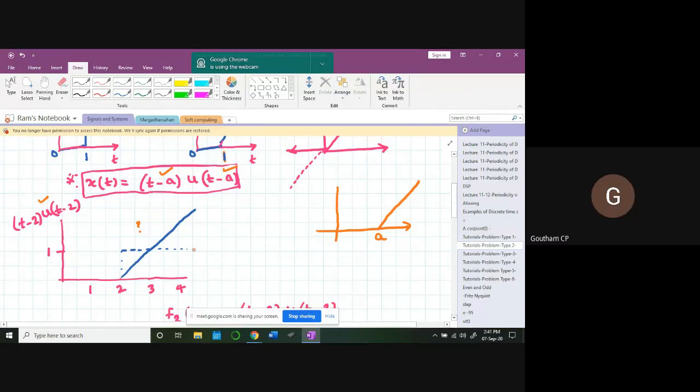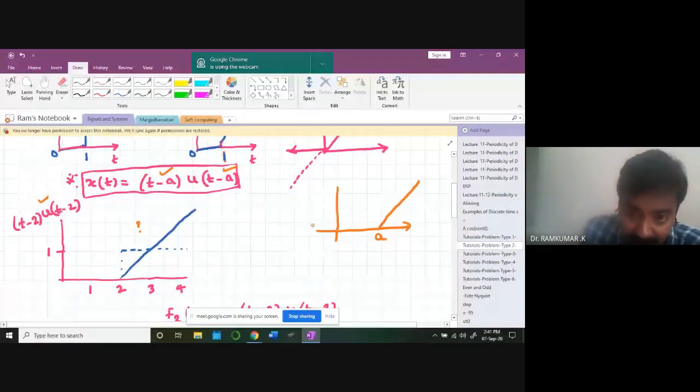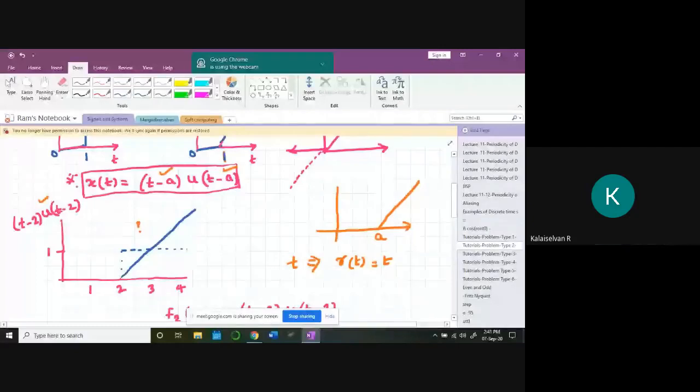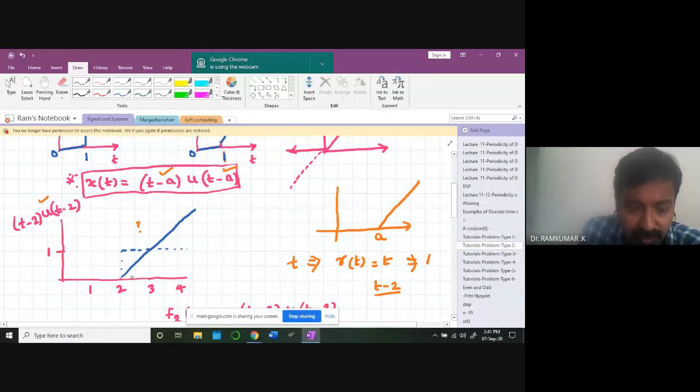What is the slope of this man? y2 minus y1 over x2 minus x1. No, look at the signal. The signal is t. R of t is equal to t. What is the slope? 1 only, sir. Yeah, 1. Okay, I'm just shifting t minus 2. When I'm shifting it, I'm going to get the same 1 only. The same 1 is the slope.